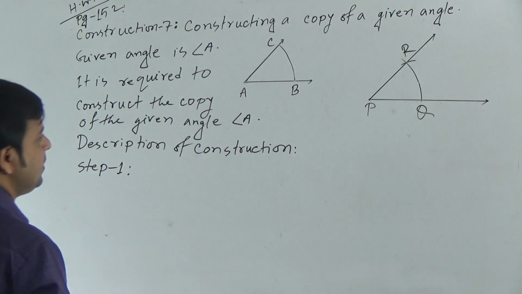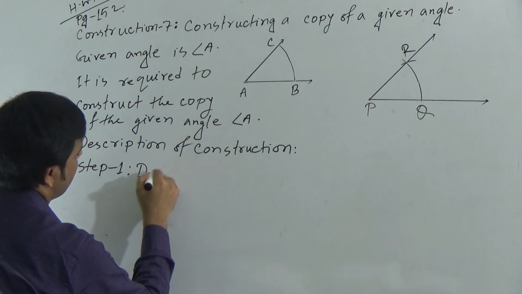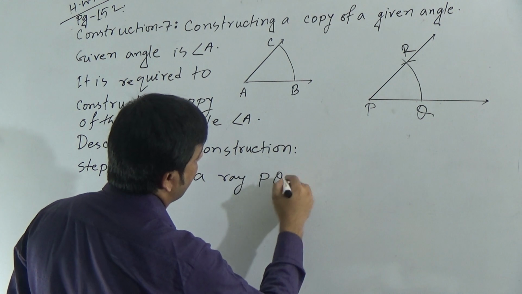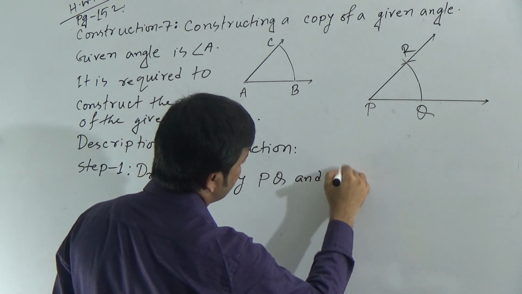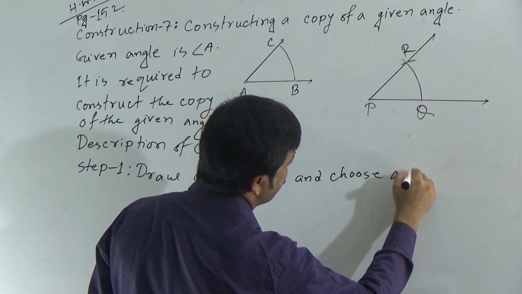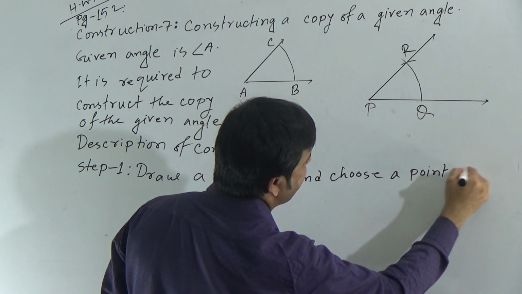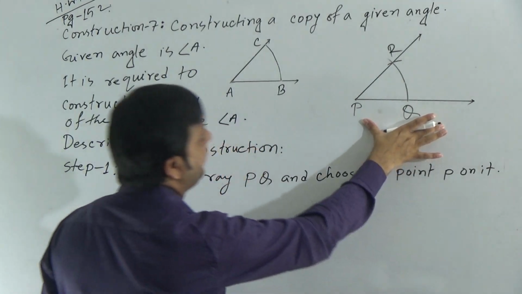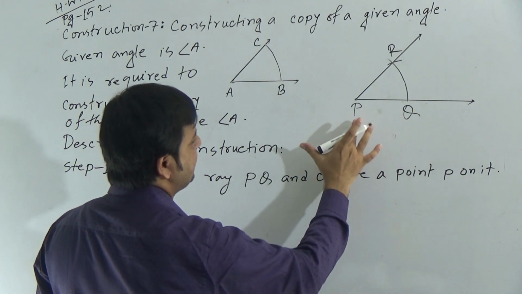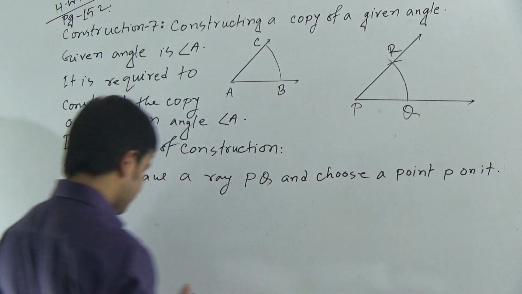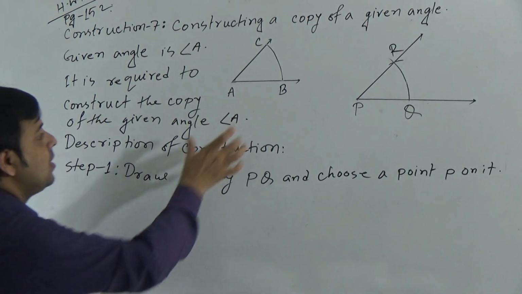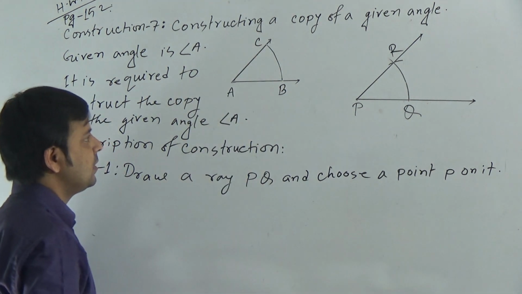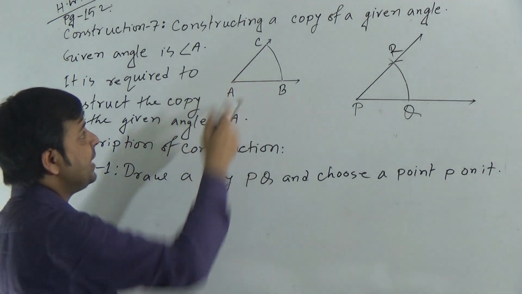So I have to write here: draw a ray PQ and choose a point P on it. It means that at first I have drawn a ray PQ, then I have taken a point P on this ray. Then take A as center and draw an arc with convenient radius.